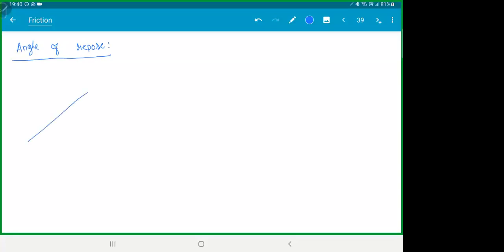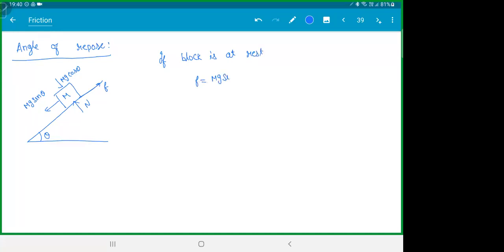This is nothing. If you take an incline, and if you take a block, mass m, this would be mg sine theta, mg cos theta, and friction. If it is at rest, friction should be equal to mg sine theta.